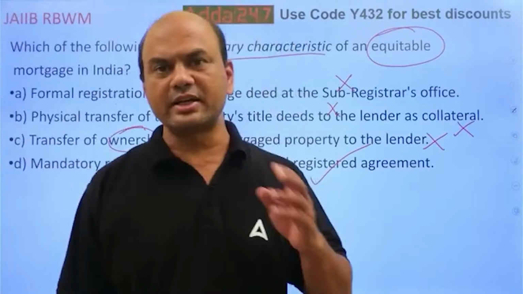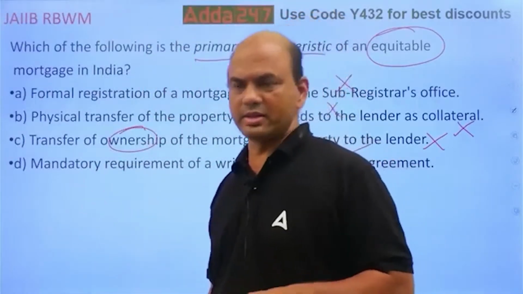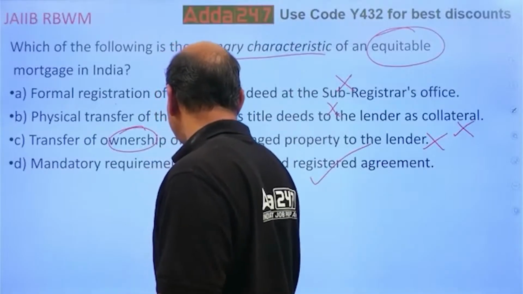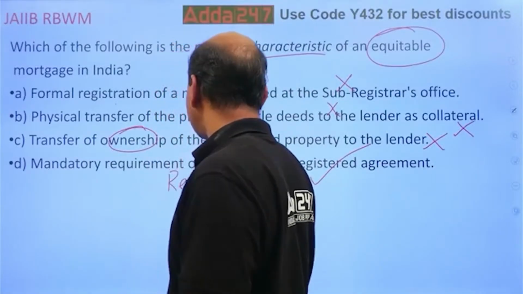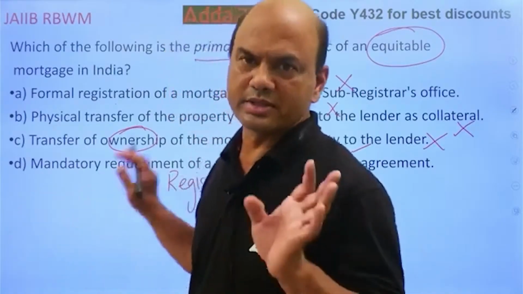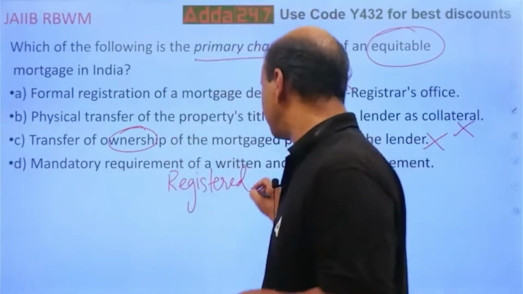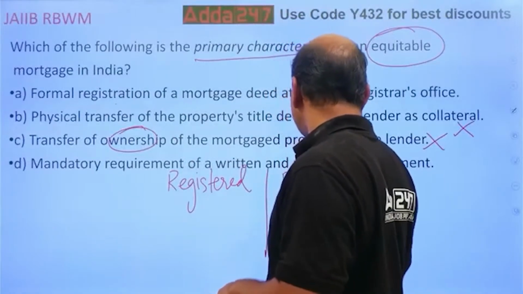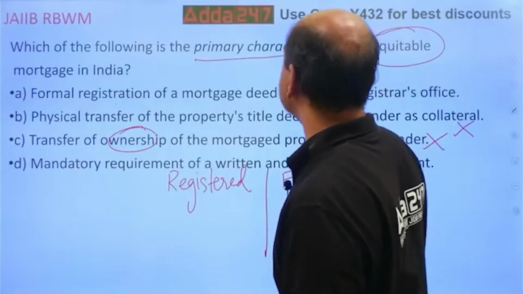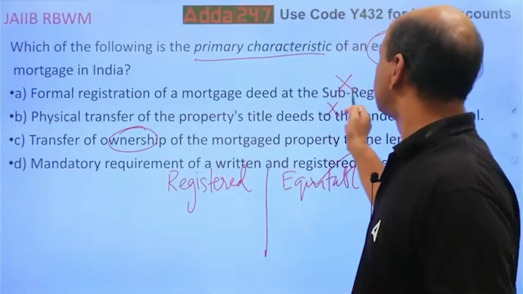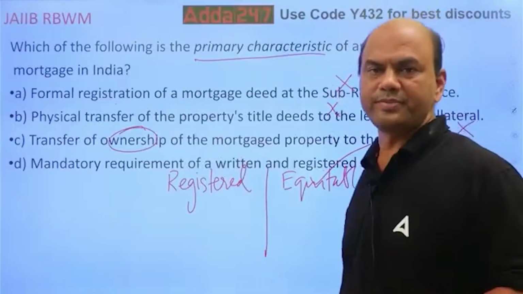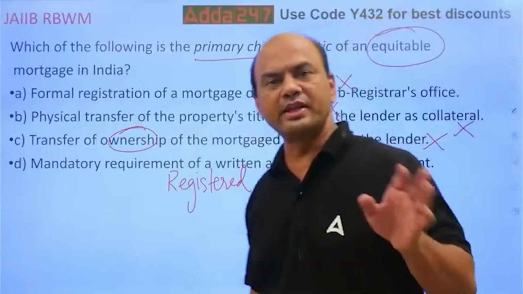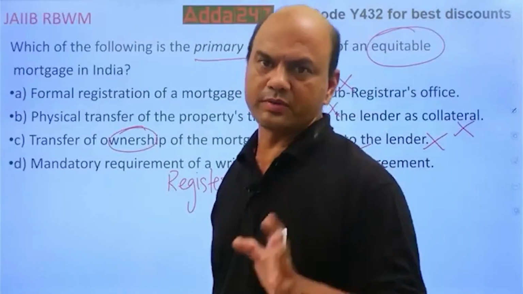Understand the difference between registered and equitable mortgage. There are actually many types of mortgages, but the main difference I'll tell you: one is registered, the second is equitable. In registered, you have to go to the sub-registrar office. The formal registration is done in registered mortgage. Whereas in equitable mortgage, you don't have to do any registration at the sub-registrar office.